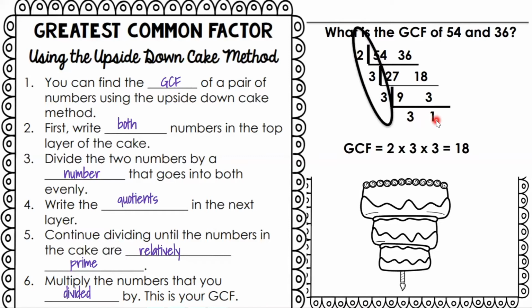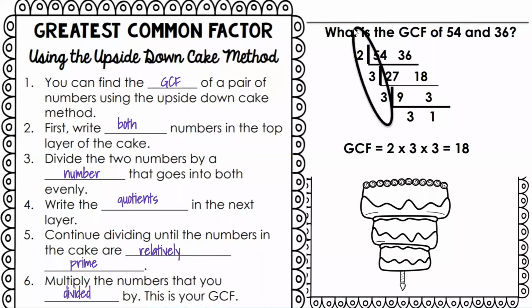So what you do now is you have all these numbers on the outside of the cake on the left-hand side. You take those numbers that you divided by and you multiply them together. So we had 2, 3, and 3. 2 times 3 is 6. 6 times 3 is 18. So our GCF, the greatest common factor of 54 and 36, is 18. And I think that kind of looks like an upside down cake.